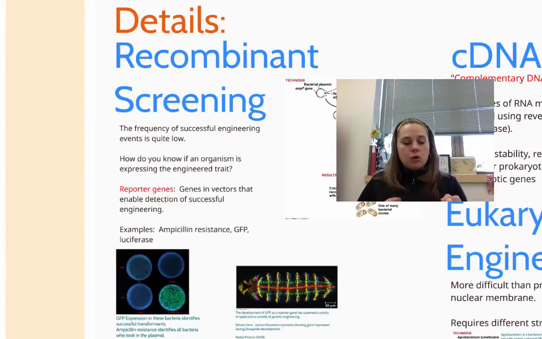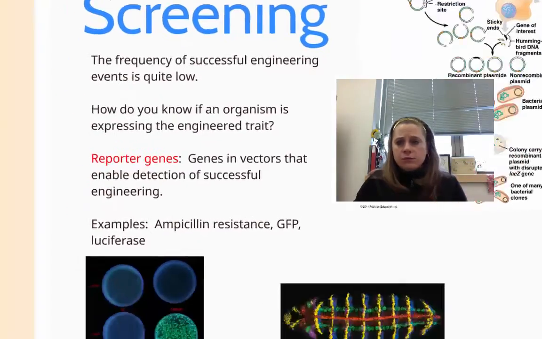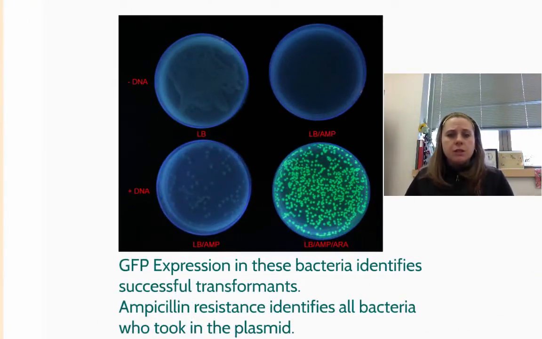Luciferase is another one. So green fluorescent protein, pGLO. If the organism has taken up the gene, you should be able to put it under UV light and see the gene fluoresce bright green. Okay, so that's an example. The same thing with the luciferase. So here's your pGLO expression.